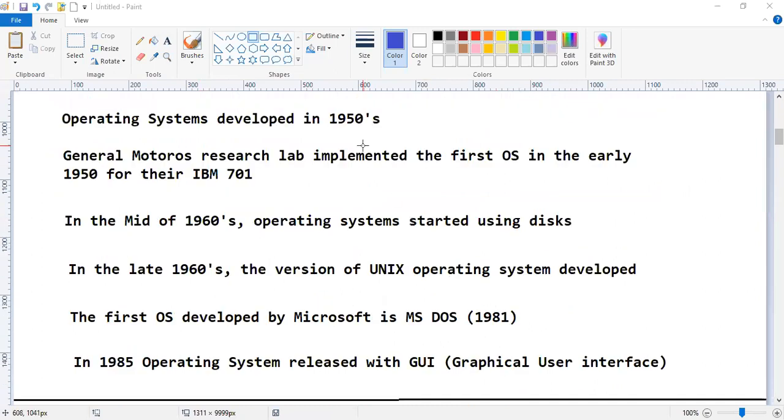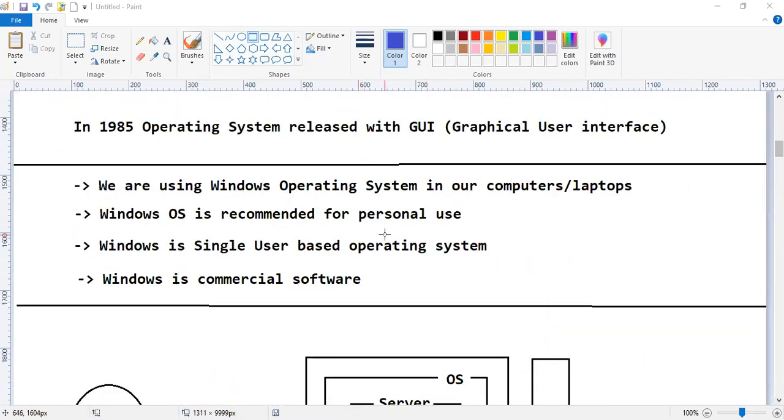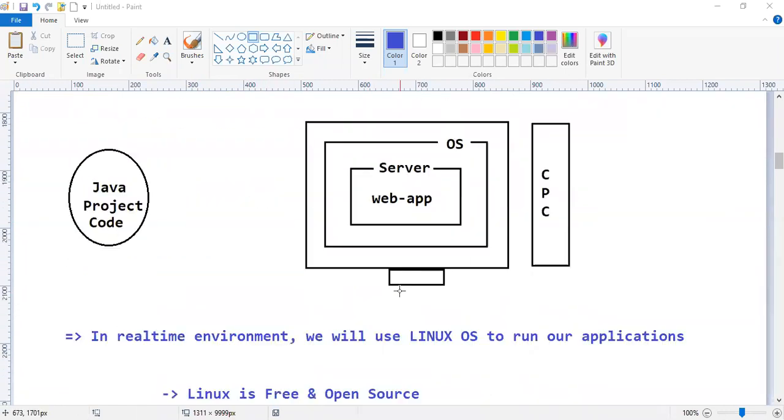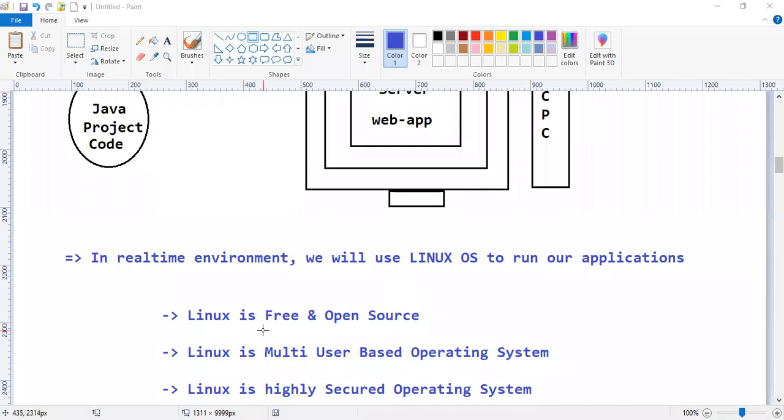Operating systems were developed in the 1950s. Mainly we are talking about the Windows operating system and the Linux operating system. The Windows operating system was developed by Microsoft. Windows is a paid operating system, and it is a single-user based operating system. Whereas Linux is a free and open source operating system. The source code of Linux is also available. If you want, you can modify the Linux OS also, right? That is nothing but free and open source.